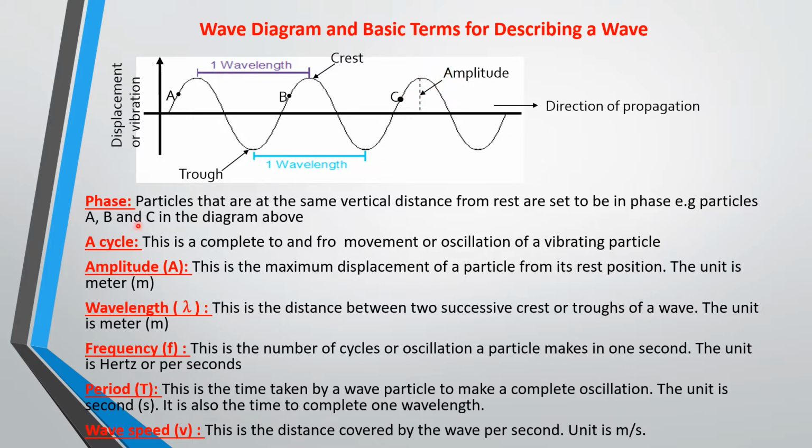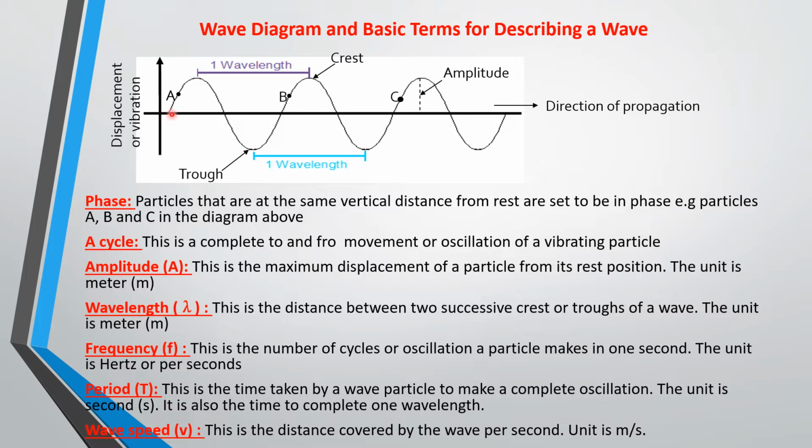Okay, so these are some of the terms that are used to describe a wave. Phase: if you look at this drawing very well, you see that point A, point B, and point C are almost at the same distance apart. Particles that are at the same vertical distance from rest are said to be in phase. So A, B, C are said to be in the same phase.